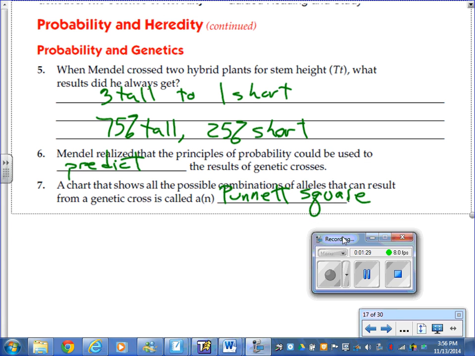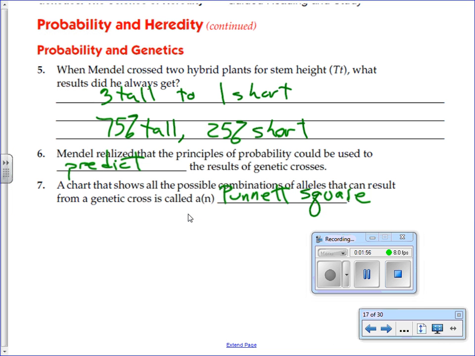The second section here, again, going over the Mendel cross. We've done many other things in class, but the textbook goes back and forth on this one. When he crossed 2 hybrid plants, he always got the results of 75% tall, 25% short, or 3 tall to every 1 short. Mendel realized he could use the principles of probability to predict the results. And then later, a gentleman named Reginald Punnett showed that the possible combinations could be easily displayed in a Punnett square.